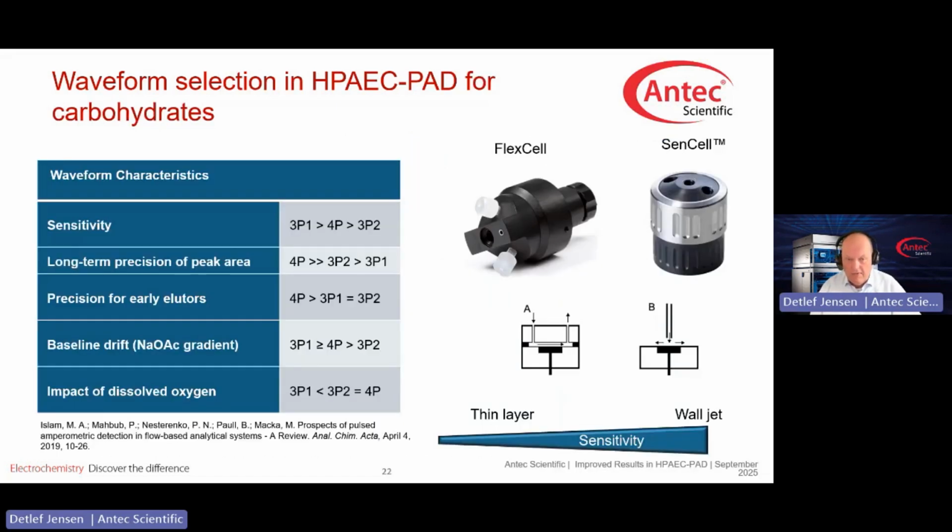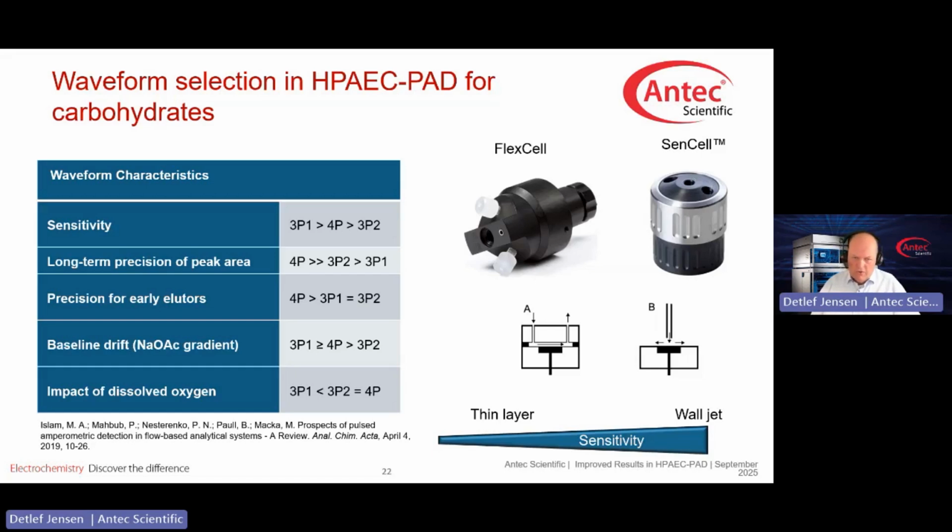And here's why we abbreviated the pulse sequences. It's easier to compare. The highest sensitivity is with 3P1, while the best long-term and peak area precision for early eluting carbohydrates is with 4P, the 4-potential waveform. The baseline drift for sodium hydroxide and sodium acetate gradients is lowest with 3P1. Choosing triple pulse sequences means more electrode wear and more frequent polishing. Just please keep that in mind. That's why we suggest using the 4-potential waveform, by the way.